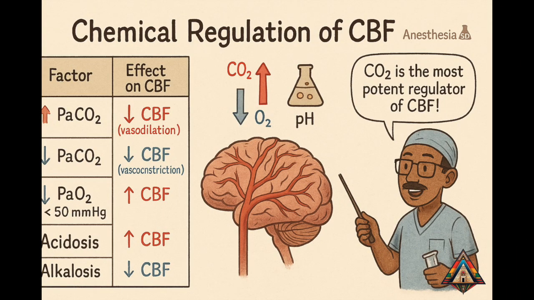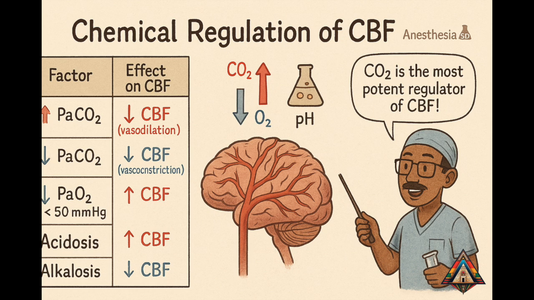Chemical regulation of cerebral blood flow. Several chemical factors influence cerebral blood flow. Increased carbon dioxide causes vasodilation, increasing cerebral blood flow. Decreased carbon dioxide leads to vasoconstriction and reduced blood flow.